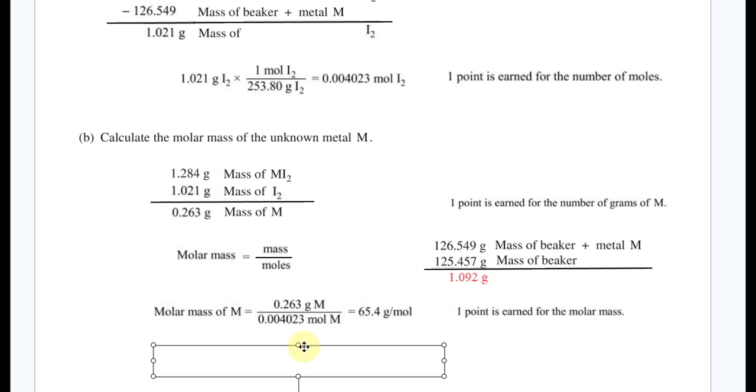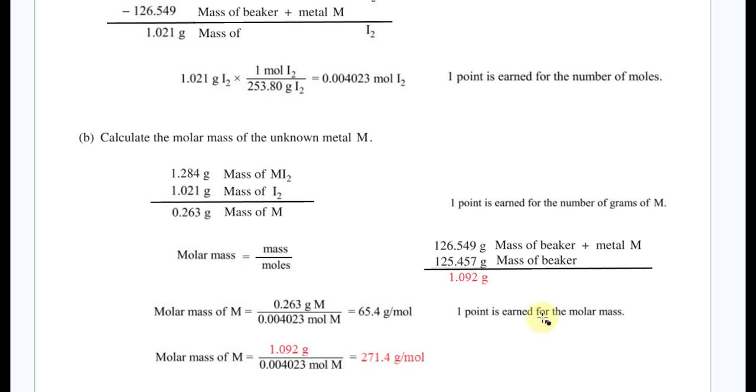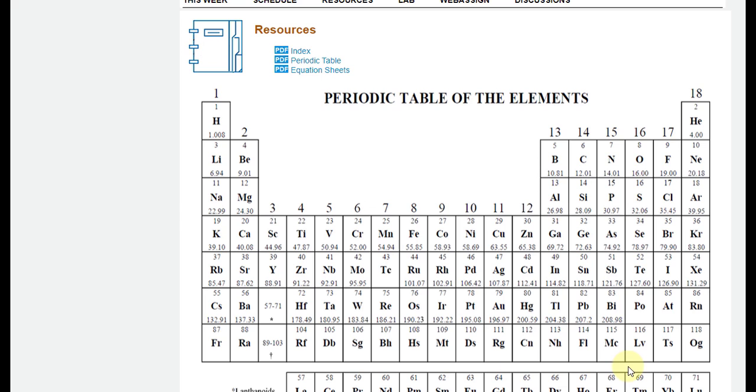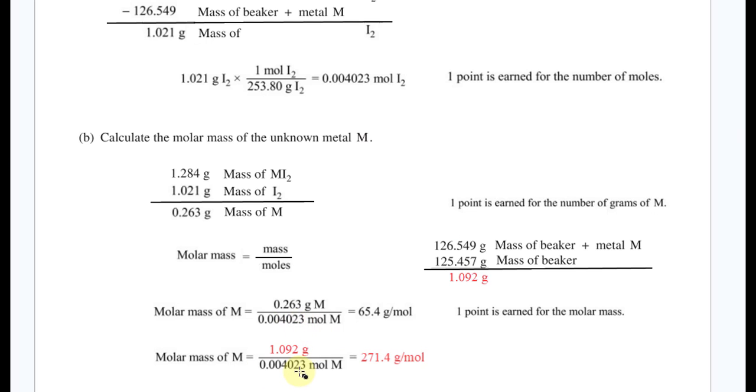But if you then went and did the molar mass calculation, where you took the 1.092 grams and divided it by the moles of M that you determined from iodine, you would get the point for this reaction. If you put down 271.4 grams per mole, really you'd say, what? Something's wrong, because there's no element that weighs that much. But still, you did the setup right. You did the grams divided by the moles, and you'd get the point for the molar mass. So you get 2 out of these 3 points.